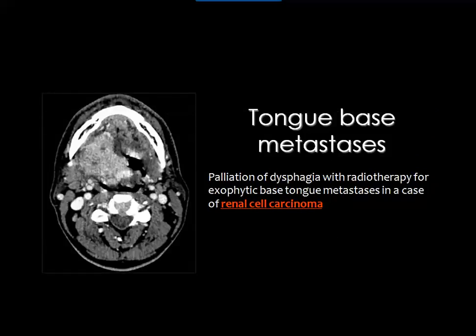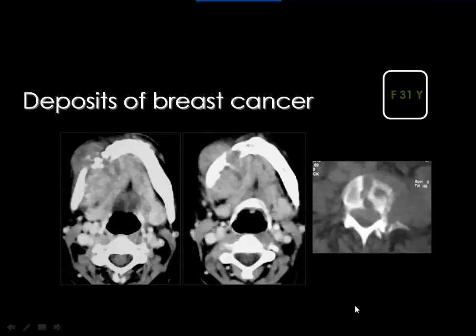And the tongue, being rich in the blood supply, is prone to metastatic disease, and the metastasis has no specific imaging findings, but you can predict that these are metastases by knowing that the patient had a primary malignancy. And in this patient who has a renal cell carcinoma, developed a mass in the base of the tongue and in the mouth floor, encroaching on the oral cavity, and this was proved to be a metastatic deposit.